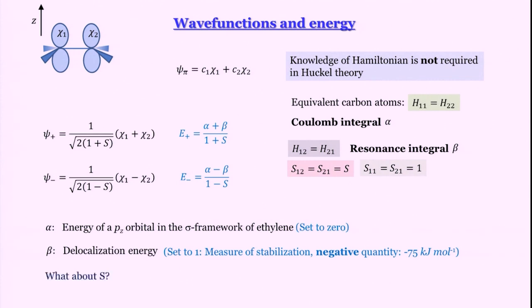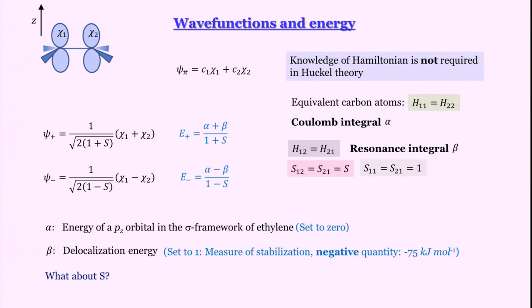What is S? S is at best a small number. As you will see in the simplest version of Huckel molecular orbital theory, S is conveniently set to 0. But we will talk about that in a little more detail when we discuss the next problem, when we add two more carbon atoms here.